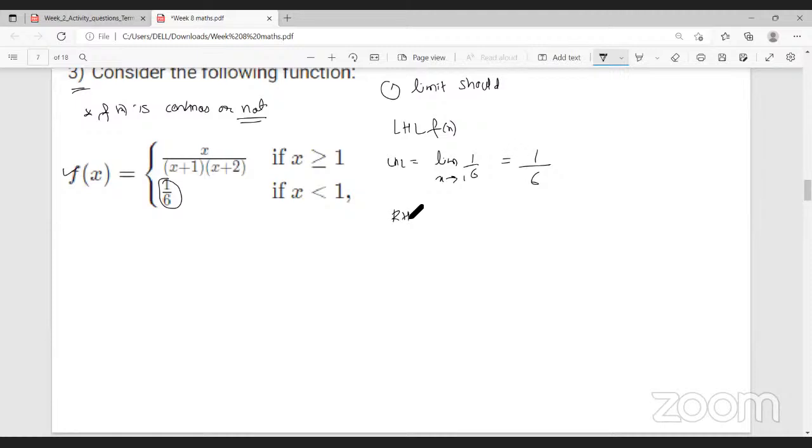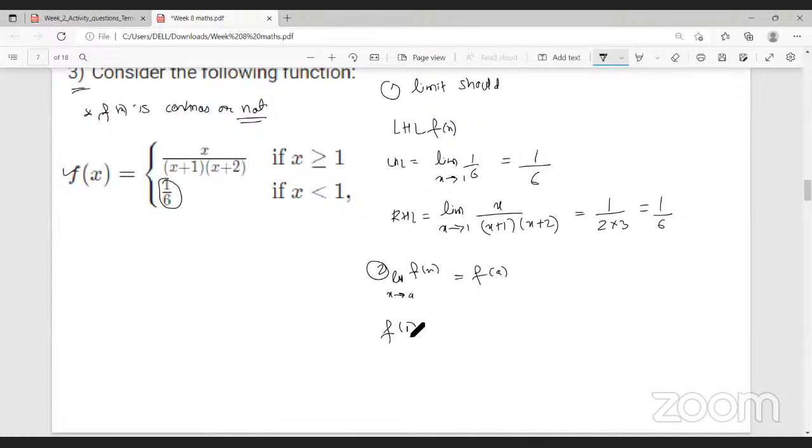Now what is the right hand limit? The value of f of x is x upon (x plus 1)(x plus 2). I can simply put 1 here, so 2 into 3, that is 1 by 6. So my left hand limit and right hand limit exist. So I can say the limit as x tends to 1 exists. Now our second condition is that limit x tends to a of f of x should be equal to f of a. So now what is f of 1 here?